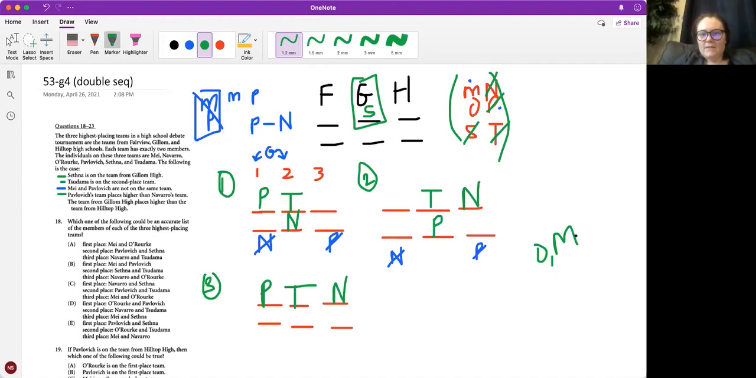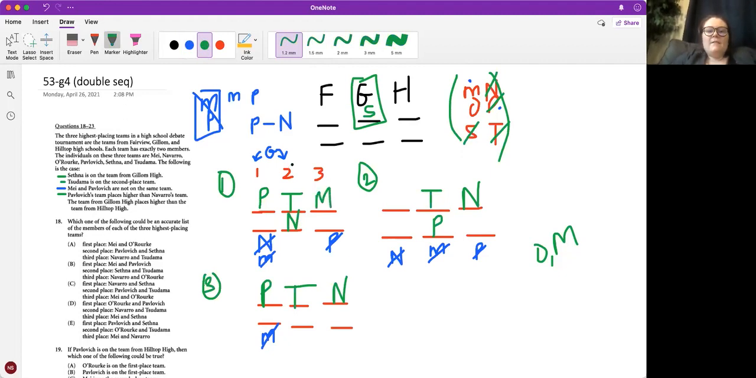Well, do we know anything about M? Can't be with P. M can't be in P. Awesome. So wherever we have P, well, this one's kind of silly because in world 2, it's already full. But in world 1, if M is not with P, where does M have to be? Third.